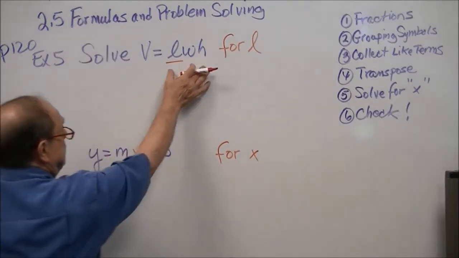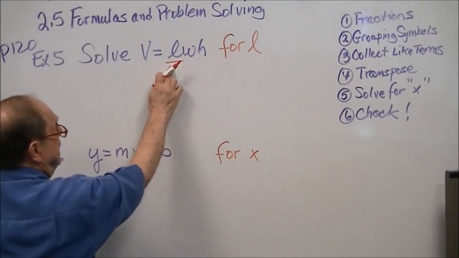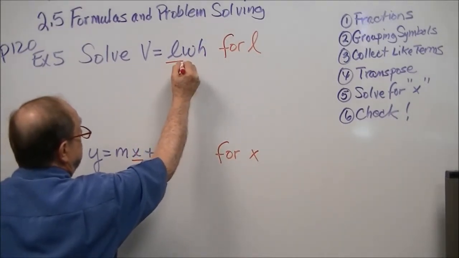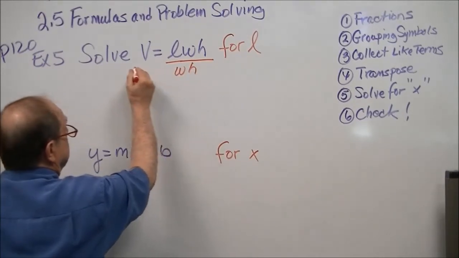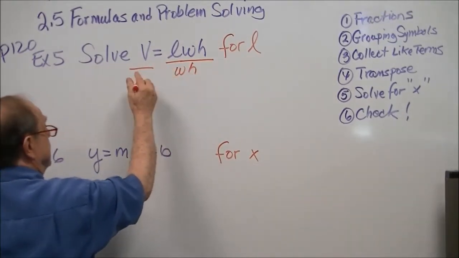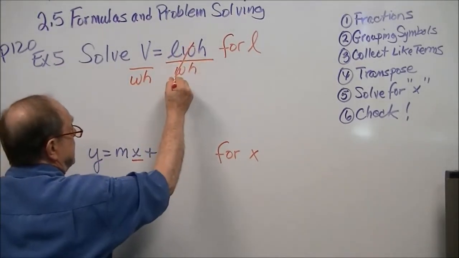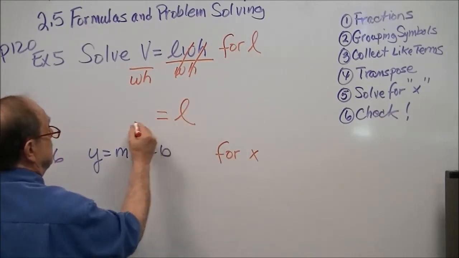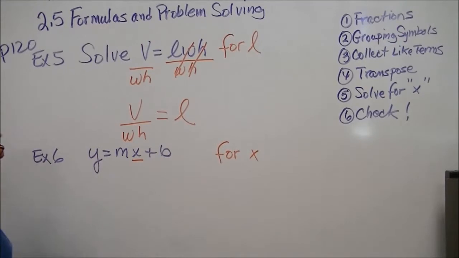Well, here there's only the one term. So how do we isolate the L? Well, we do so by dividing out the WH from this side. And if we do it on this side, we do it on this side. So here the W's cancel out, the H's cancel out, and we have then L equals V over WH.